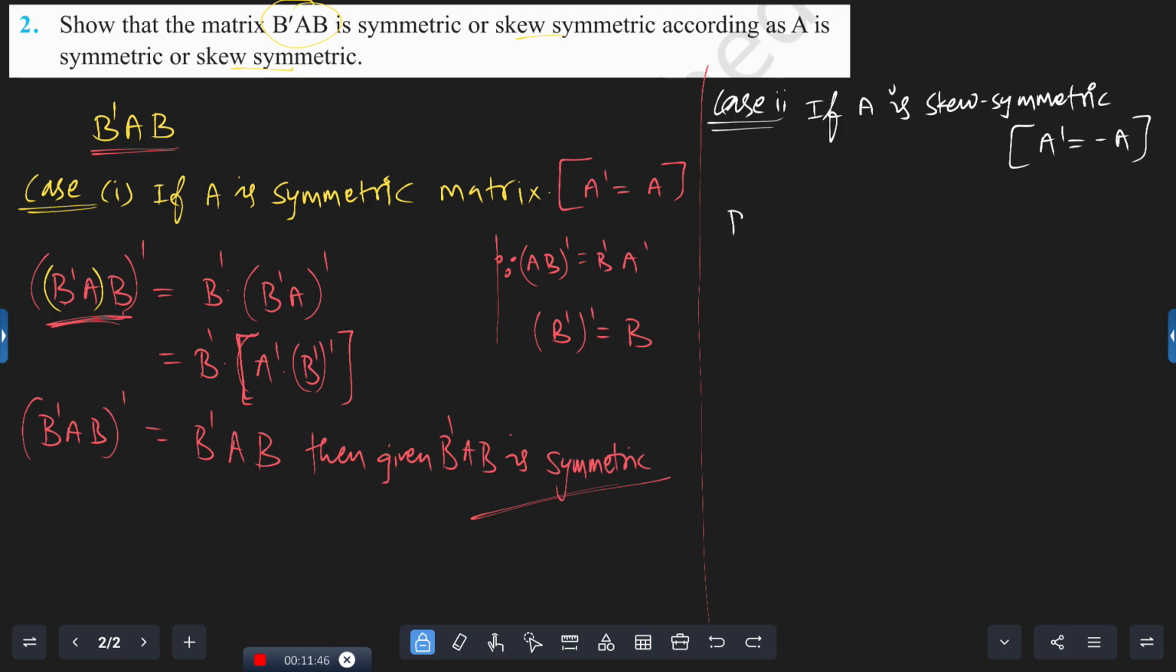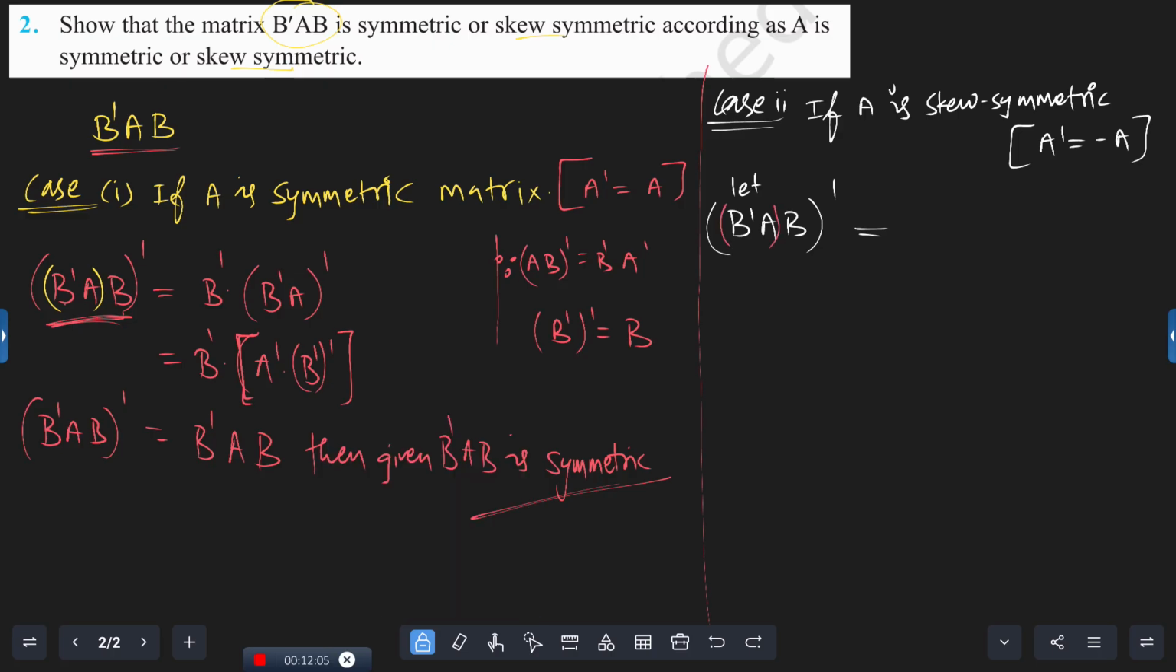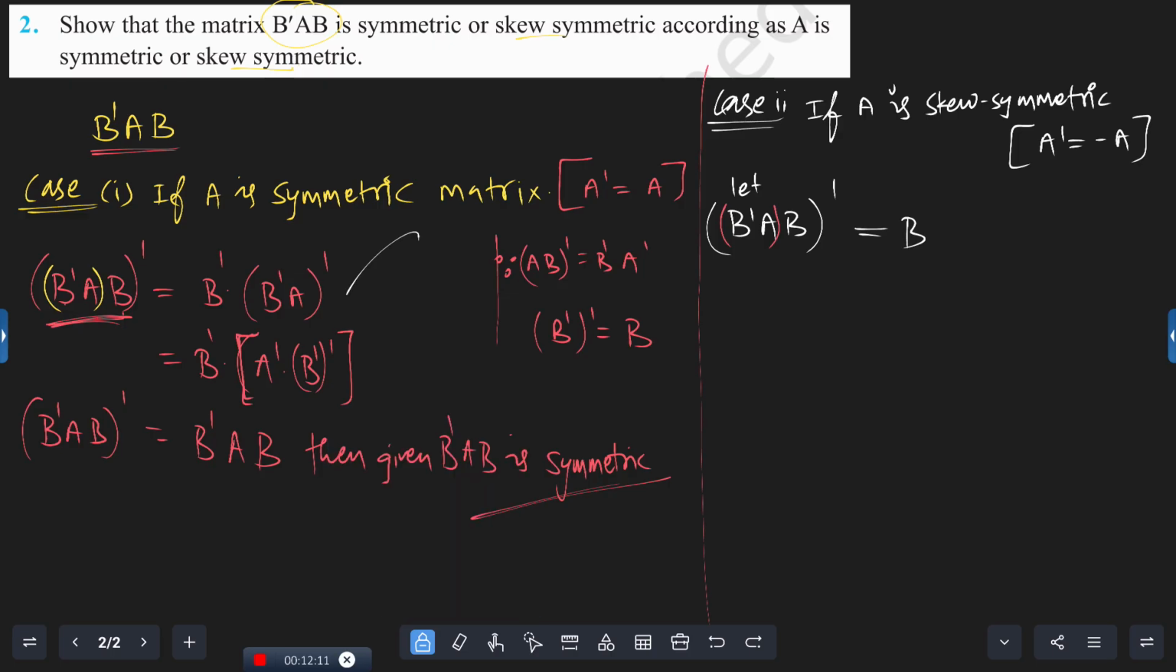You have to check. So let B dash A B whole transpose, when you apply, what are we getting? Same thing, that is our wish. First two you make one matrix, or second two you make one matrix, that is our wish. So here also I'm going to make the first two one matrix. The same manner, the same steps.